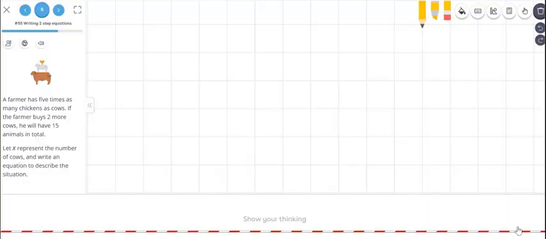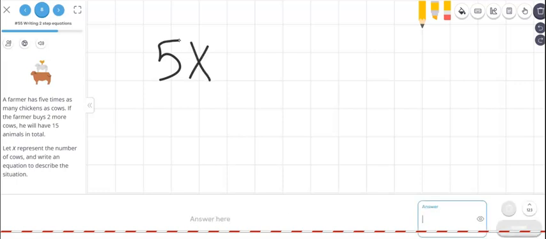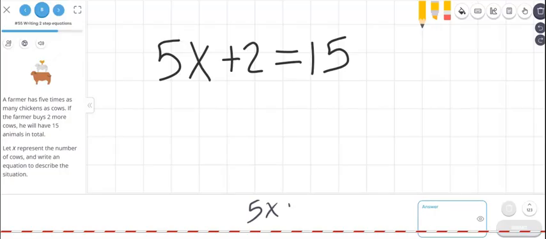A farmer has 5 times as many chickens as cows. If the farmer buys 2 more cows, he will have 15 animals total. Write an equation. Ooh, this is going to be a tough one. So 5 times as many chickens as cows. The farmer buys 2 more cows, he'll have 15 total. So 5x plus 2 equals 15.